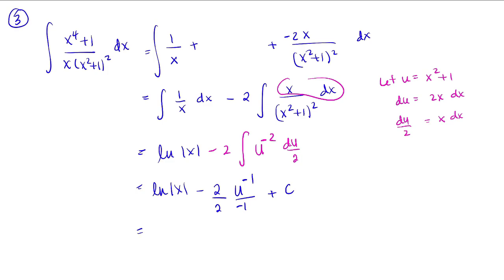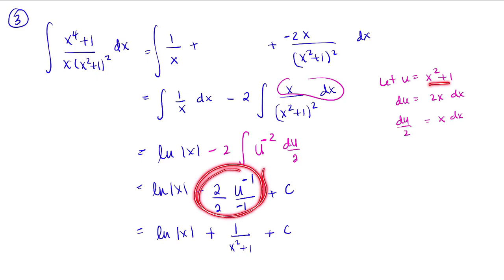So my final answer is the integral of x to the fourth plus 1 over x times x squared plus 1 squared is equal to, well, the natural log of x. And then here, that is 1. And this negative with this negative, we get something positive. So this is plus 1 over u, which is x squared plus 1, plus c. One more time, here I had to go back to x. u is equal to x squared plus 1. So that is my final answer, okay?